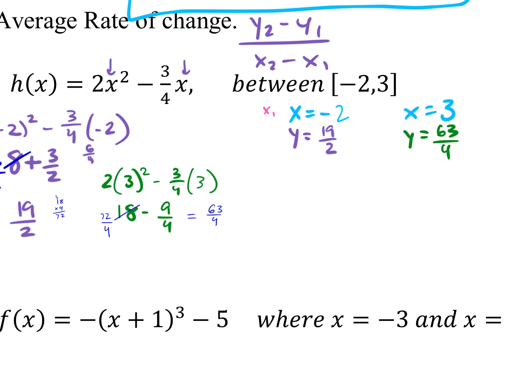So I'm going to label it as x1, y1, x2, y2. Keep it in the order that it gives it to you. It's asking you from between -2 to 3, so just make sure that -2 is your x1 and the 3 is going to be your x2. So just keep it in the order that it gives you. So let's plug in. We have 63 over 4 minus 19 over 2, over 3 minus -2.